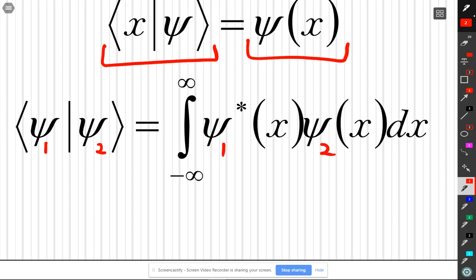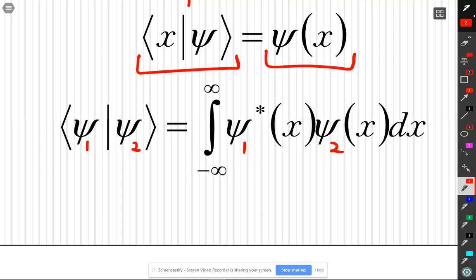We might be constrained, like the particle in a box, where it was 0 from minus infinity to 0 and 0 from a to infinity. I'm sorry, I sneezed. I've been trying to fight it, which is why I've been sounding funny here. I think it's gone away.